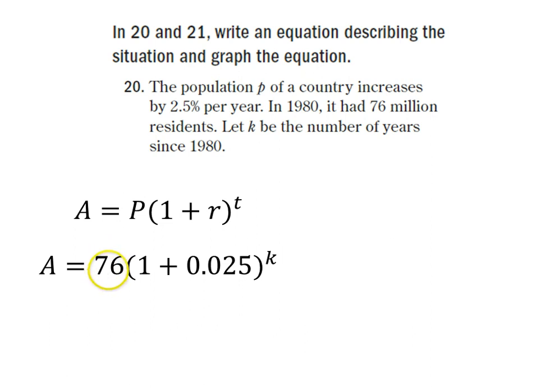I don't want to write out 76 with 6 zeros, so I'm just going to keep in mind that our answer will be in millions. So whatever our answer is, I just say that many million will be how many people there are.